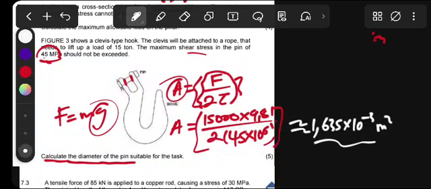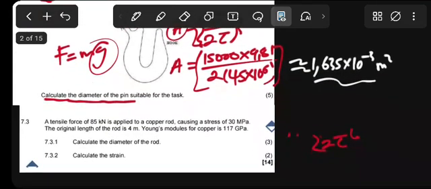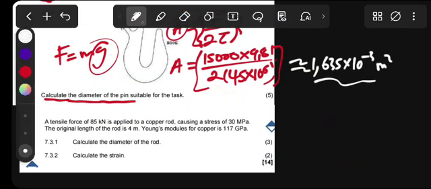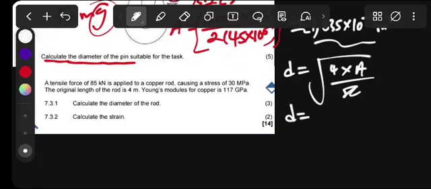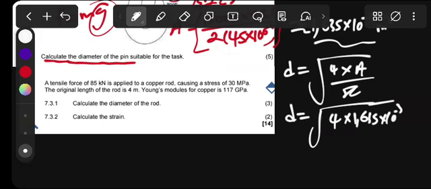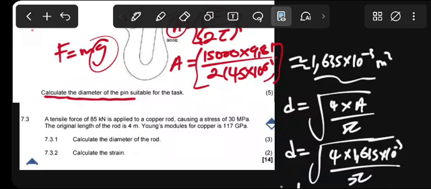This is an area. So I've shown you guys how we can find the diameter. I did show you how we can go about it. I said now the diameter will simply equal to the square root of 4 multiplied by area divided by pi. So our diameter is the square root of 4 multiplied by 1.635 times 10 to the power of minus 3 divided by pi.